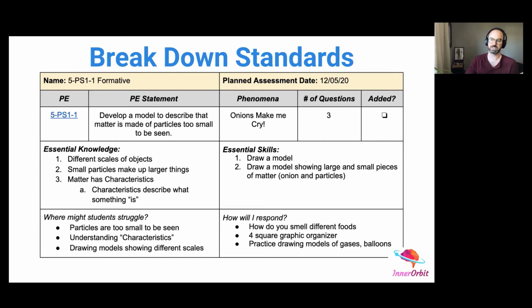to represent this word. And then I would also say practice drawing models of gases, balloons, anything to show matter that can't be seen, where they're drawing models to show how that works. And I think that's going to be tough, and it's going to be something that you could prepare students for easily. Give them maybe 5 different examples of drawing models before they get to that summative assessment.